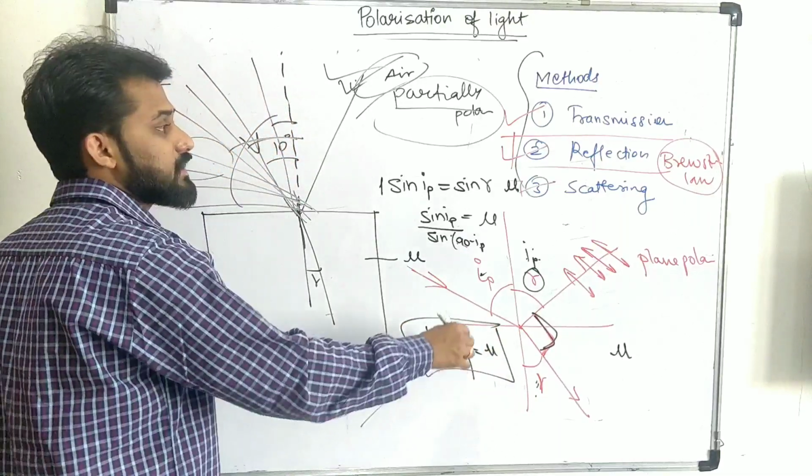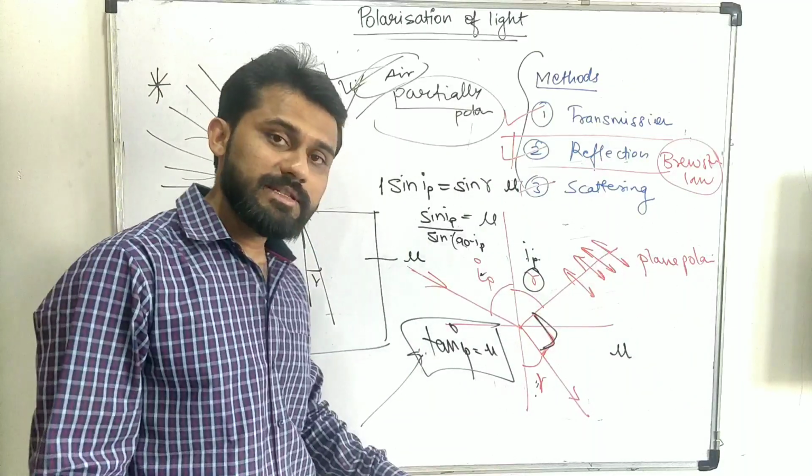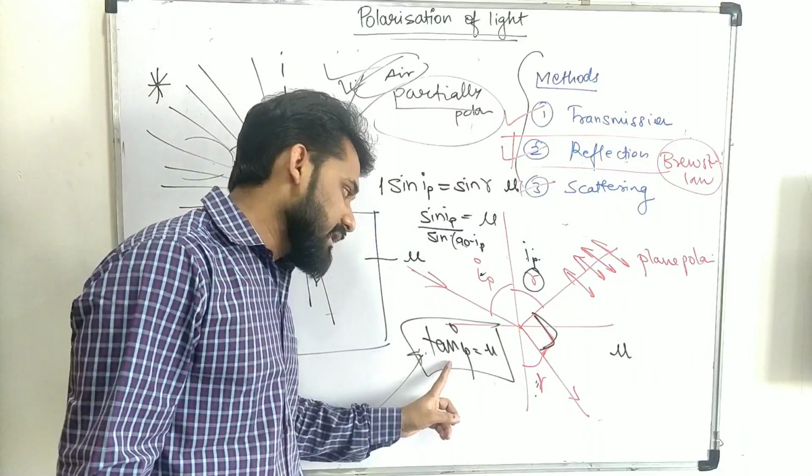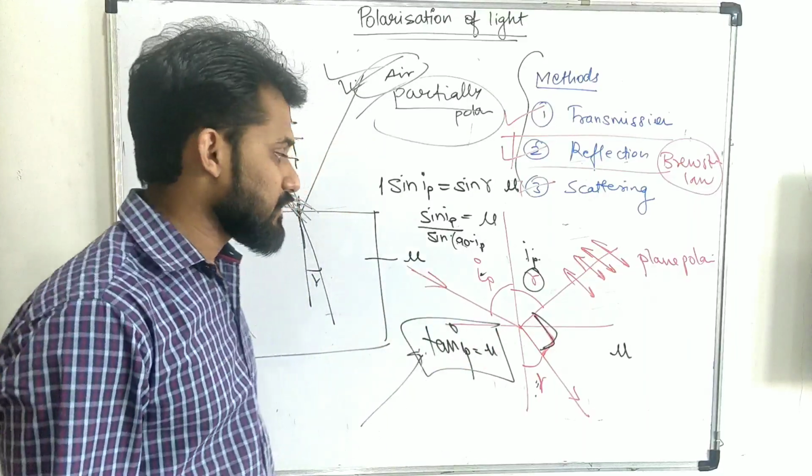This law is called Brewster's law. What is Brewster's law? Brewster's law is: tangent of the polarizing angle is equal to the refractive index of the medium.